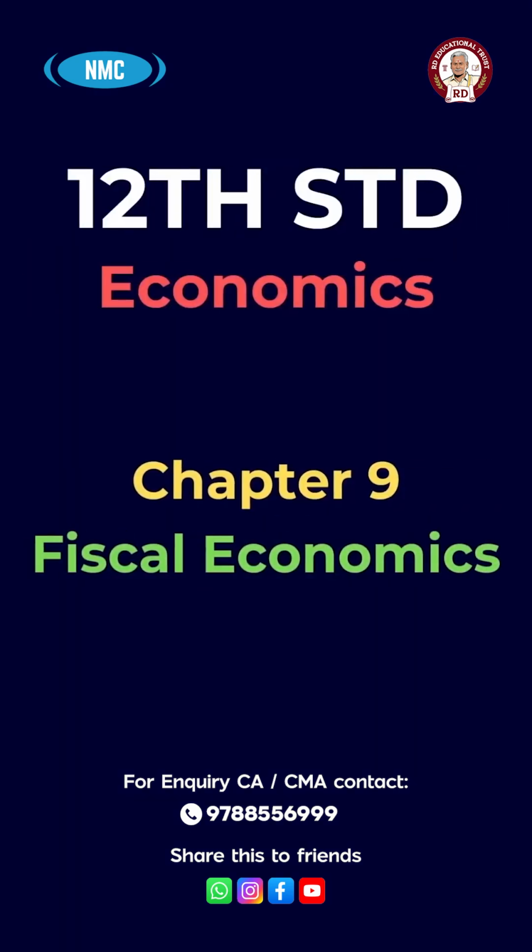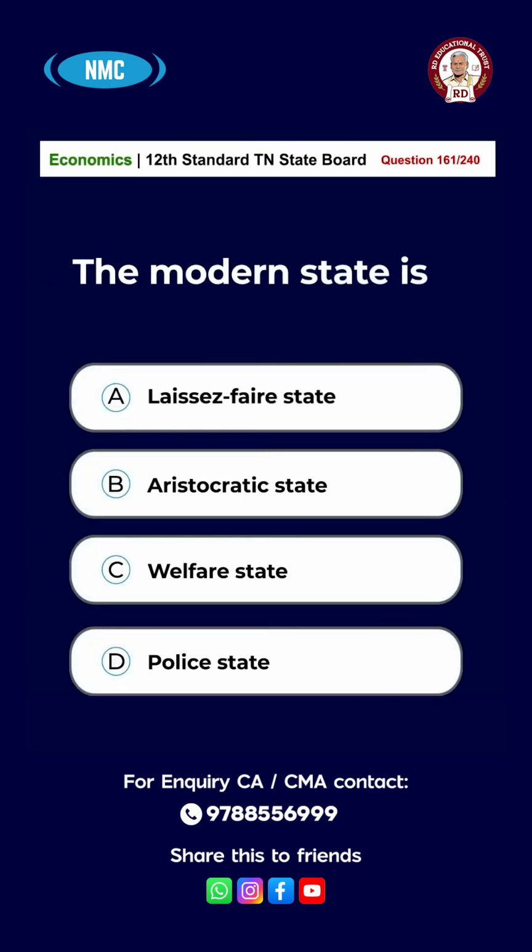Chapter 9. Fiscal Economics. Question number 161. The modern state is A. Laissez-faire state, B. Aristocratic state, C. Welfare state, D. Police state. The answer is option C. Welfare state.